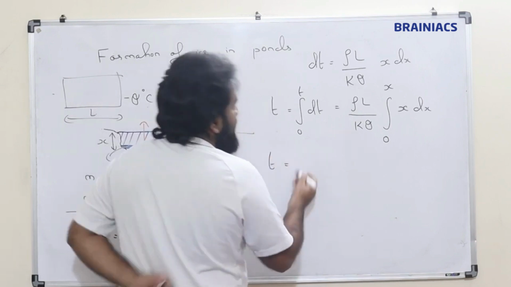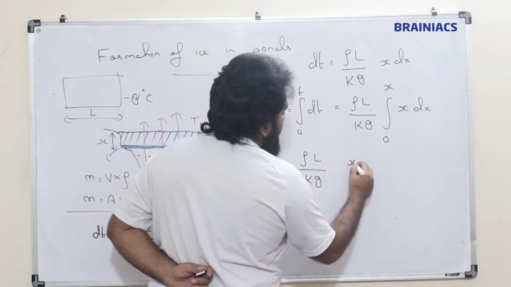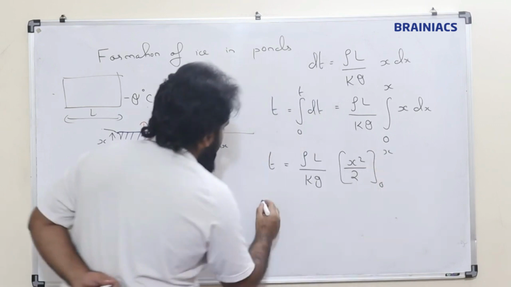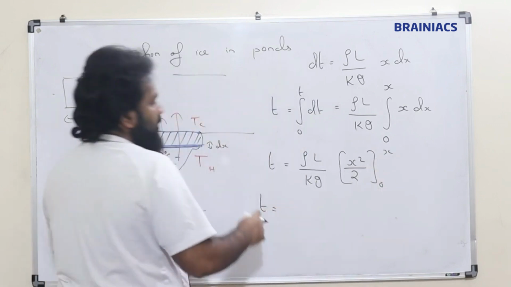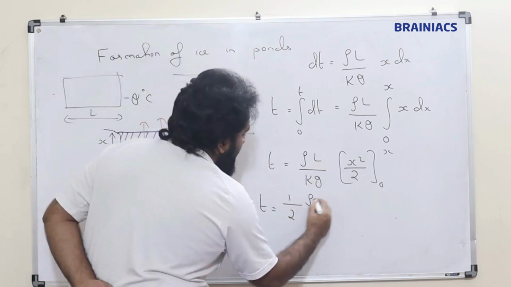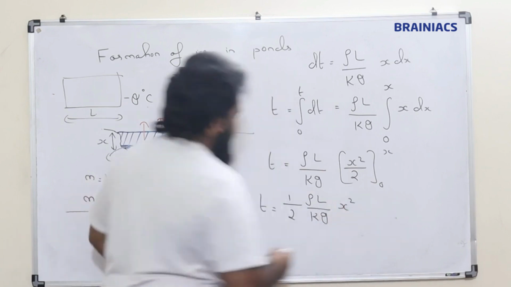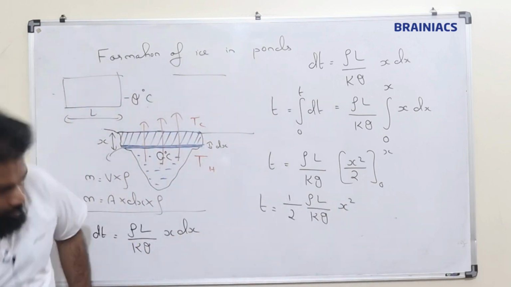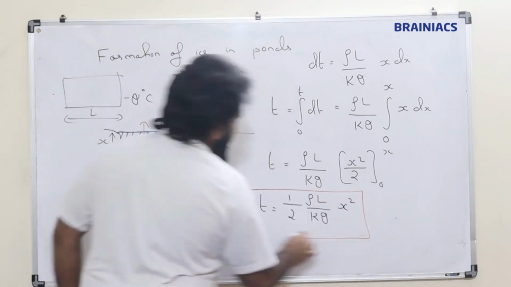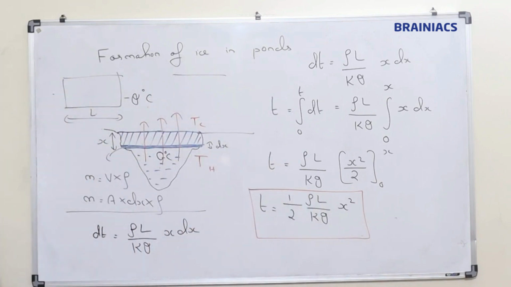So t is equal to rho L divided by k theta, x square by 2, from 0 to x. So what we will be getting? The time taken for getting a thickness of x will be 1 by 2, rho L divided by k theta, into x square. So in order to get a thickness of x, time taken is half rho L by k theta into that thickness square. Fine, clear?